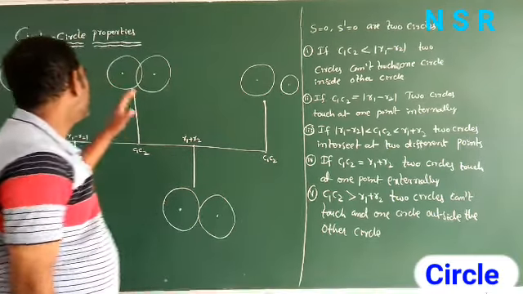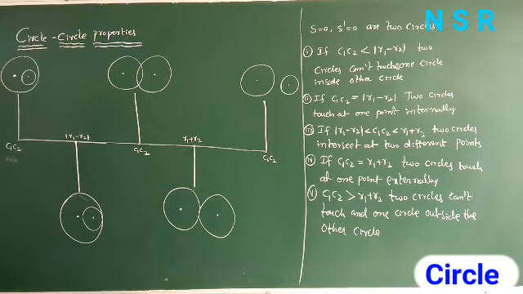So these are the five circle properties. These five properties are very important. By using these properties we can solve 7-mark questions.